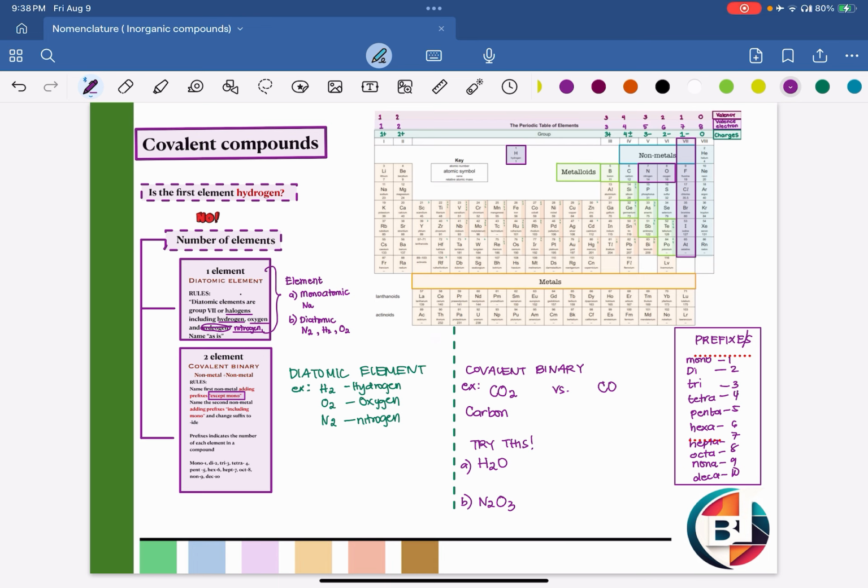Next to it, O, change that to IDE, so you would be having oxide. How many oxygen can you see there? You have 2. And what is the prefix for 2? You have di. So the name of this compound is carbon dioxide.